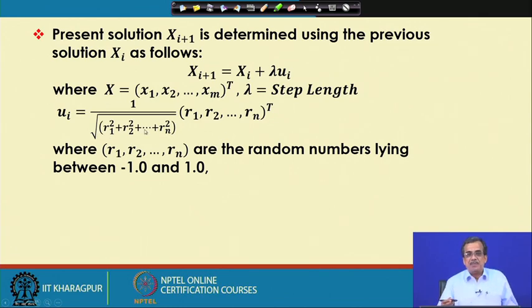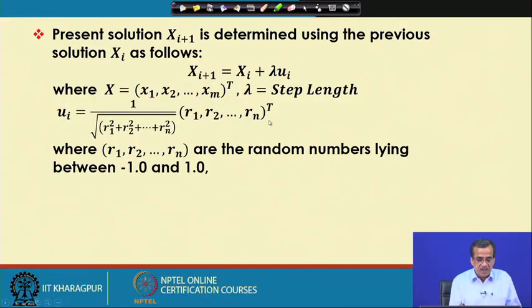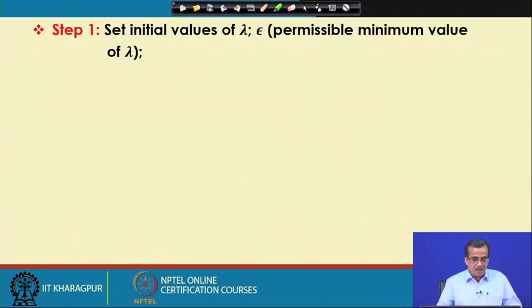Now, once I have got the step length and the search direction, very easily I can find out the values of the design variables in the next iteration. Here in this particular expression, r 1, r 2, r n are nothing but random numbers lying between -1 and +1, and the number of random numbers, small n, is equal to the number of variables, small m. Now, let us see this particular algorithm in the form of steps.